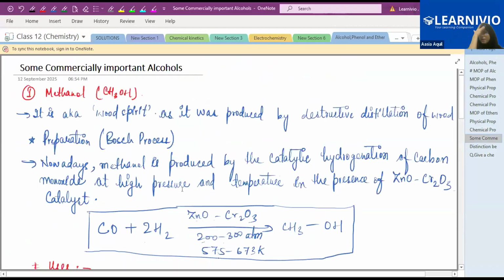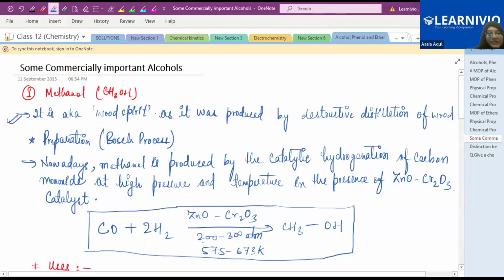Okay, next are some commercially important alcohols. First is methanol. In your syllabus, there are two important alcohols, methanol and ethanol. So first, write down methanol.